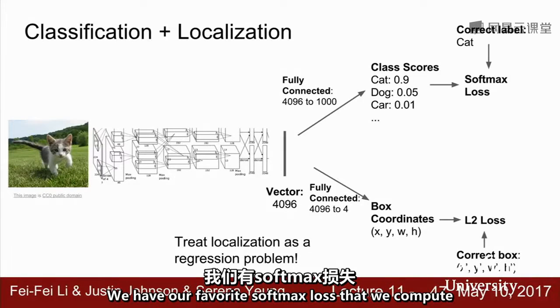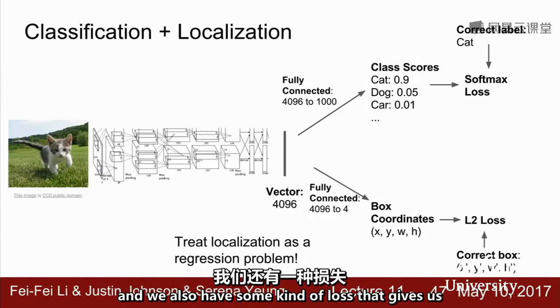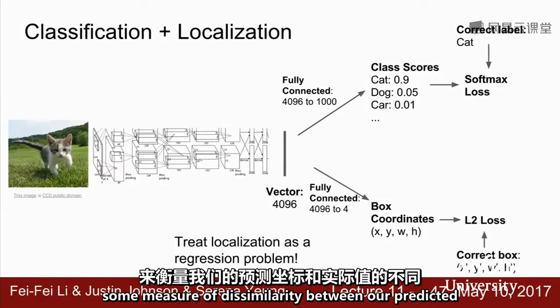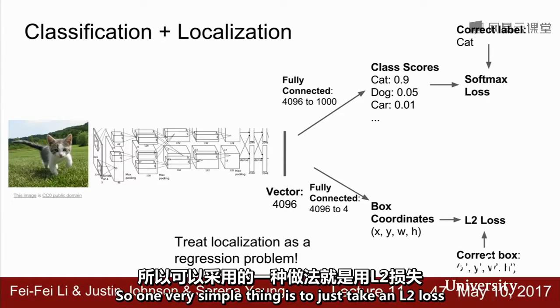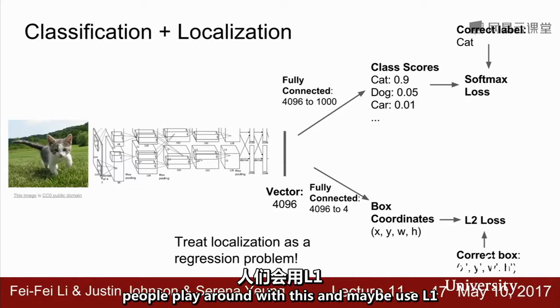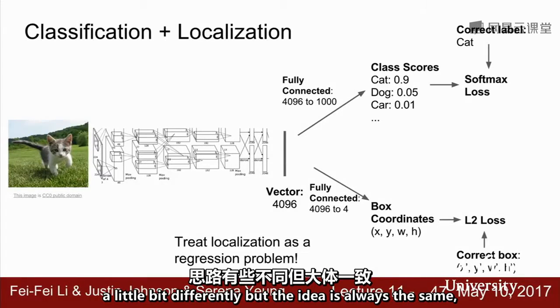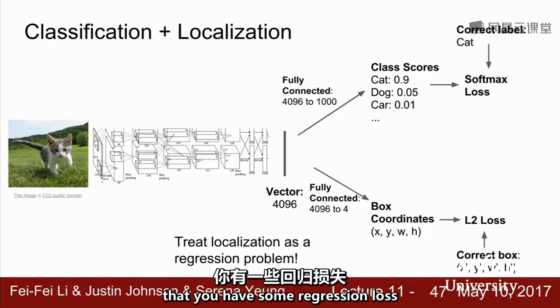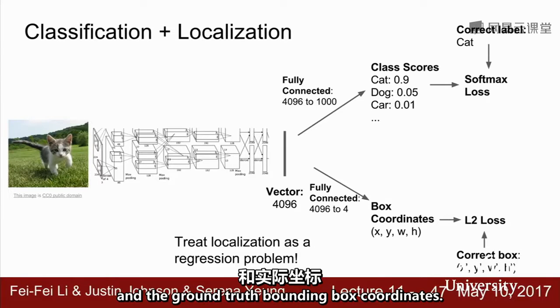We have our favorite softmax loss that we compute using the ground truth category label and the predicted class scores. And we also have some kind of loss that gives us some measure of dissimilarity between our predicted coordinates for the bounding box and our actual coordinates for the bounding box. One very simple thing is to just take an L2 loss between those 2, and that's the simplest thing that you'll see in practice. Although sometimes people play around with this and maybe use L1 or smooth L1, or they parameterize the bounding box a little bit differently. But the idea is always the same, that you have some regression loss between your predicted bounding box coordinates and the ground truth bounding box coordinates.